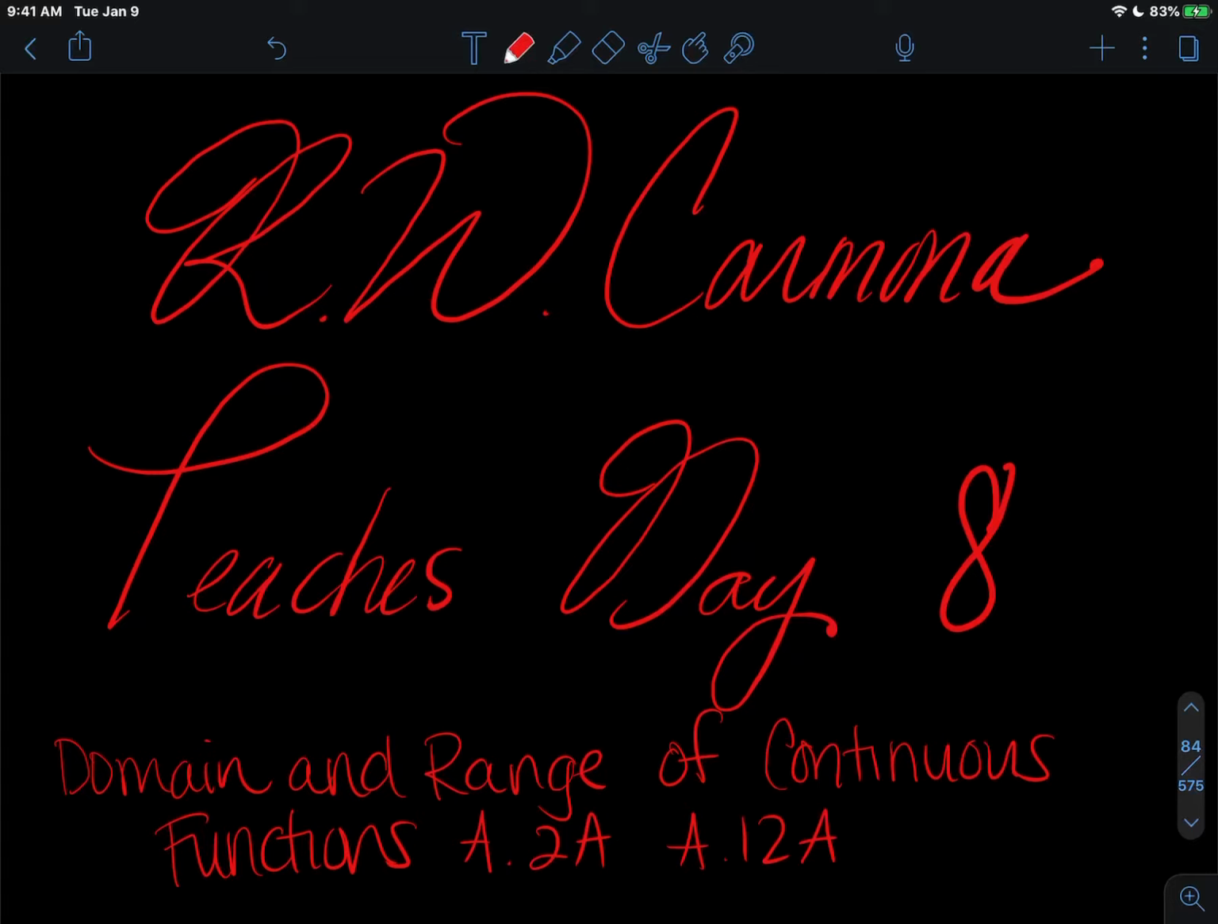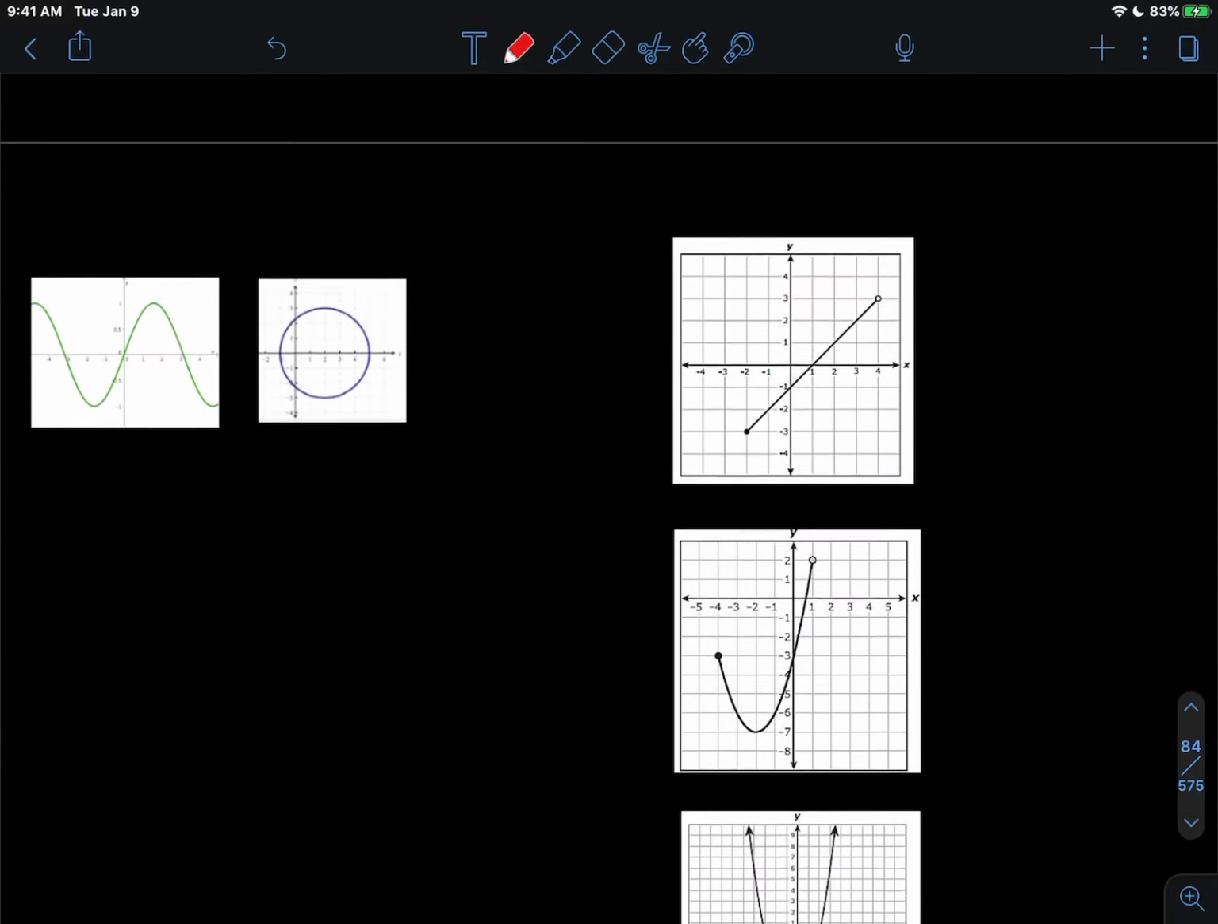Algebra 1, Day 8, Domain and Range of Continuous Functions.